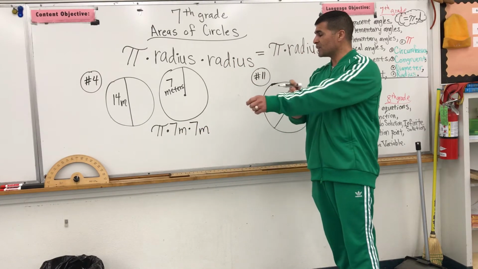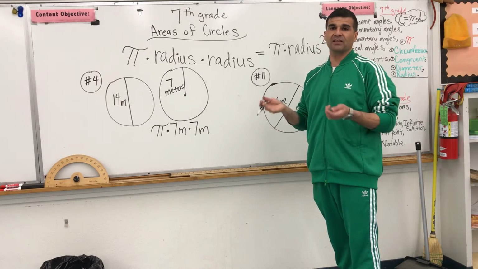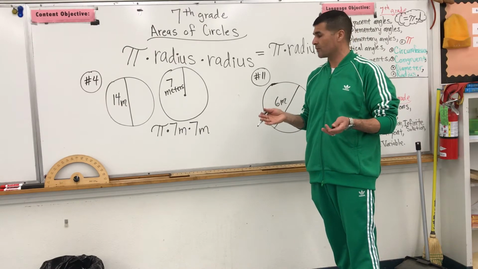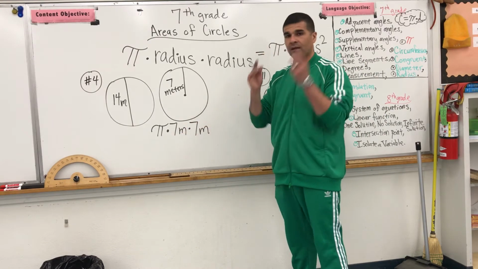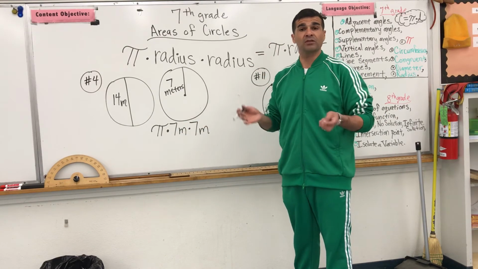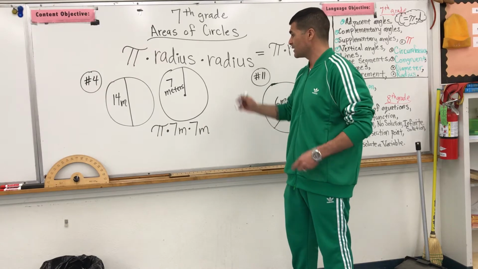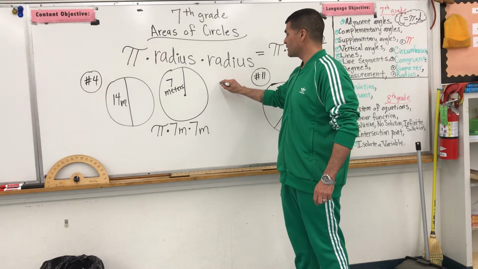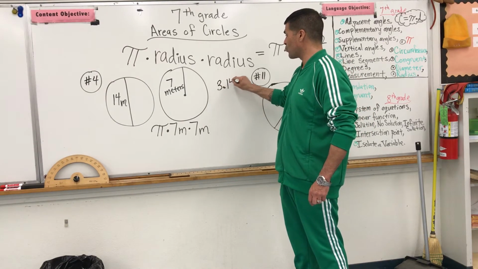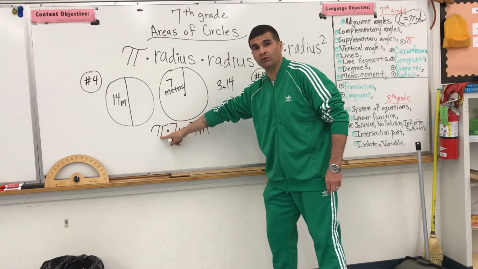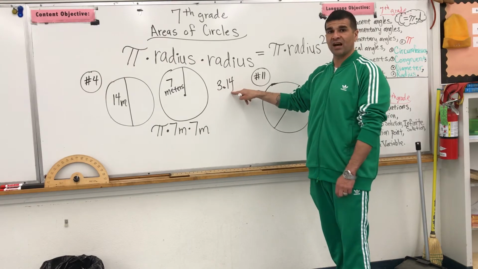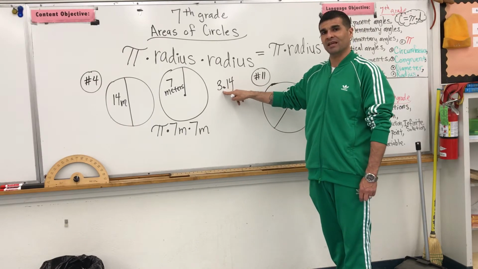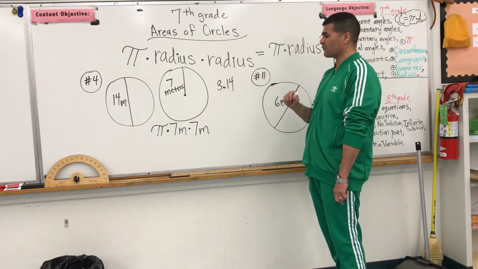If you guys know, we can multiply things in different orders and still get the same answer. So it might be easier to multiply 7 times 7 mentally in your head, because most of you guys know what 7 times 7 is. So we're going to multiply 3.14, because that's the number that we use for pi. That's the approximation, 3.14. A lot of you guys like to say 3.14.